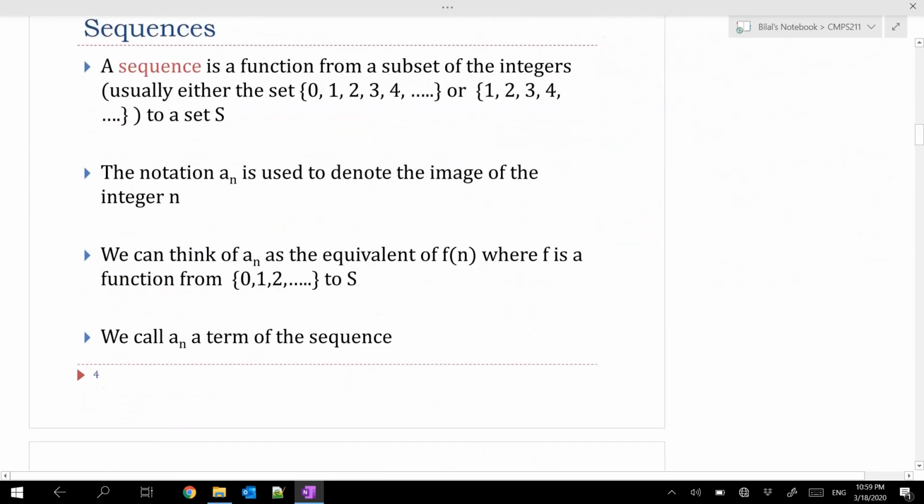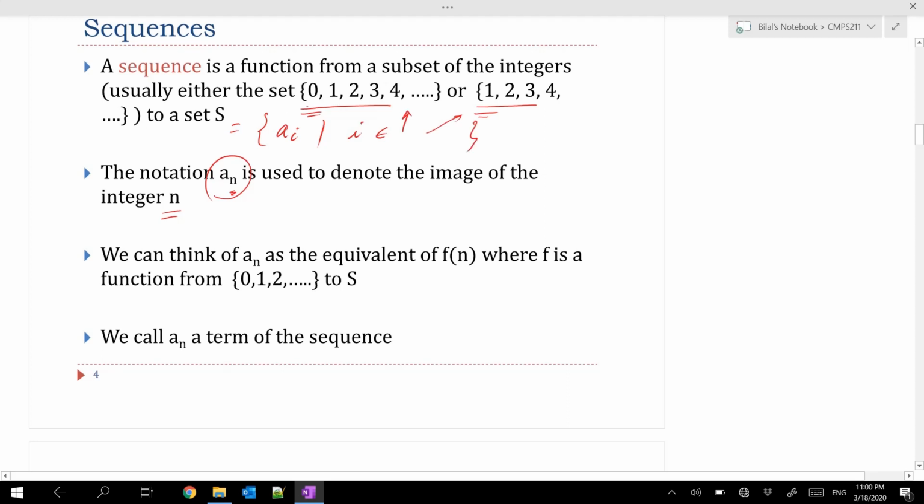A sequence is a function from a subset of the integers, usually either the set that starts from 0 or a set that starts from 1, because for certain sequences, the term a0 cannot be defined. It only makes sense to define it from a1 and above. The notation a subscript n is used to denote the image of the integer n. In this case, S would be equal to the set of a_i for i belonging to this set of integers.